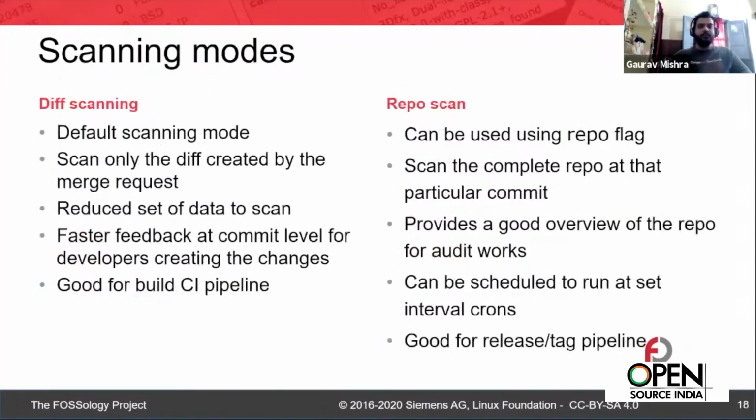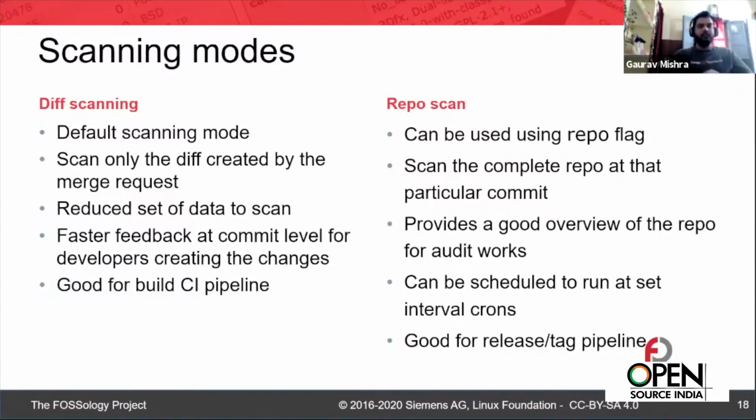Also, there are two different scanning modes supported. One is a diff scanning mode, which is just your delta scan. This is the default scan also. Whenever you create a pull request or a merge request, it just takes the diff of the code which was contributed and performs a scan just on those changed lines. This makes the scan much faster, and it is also a very good candidate for your per commit scan in your CI.